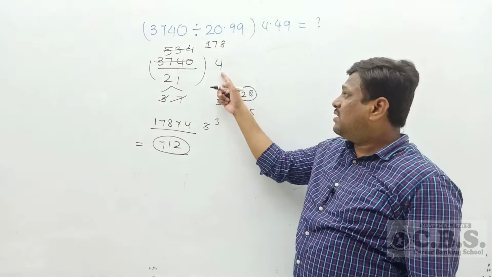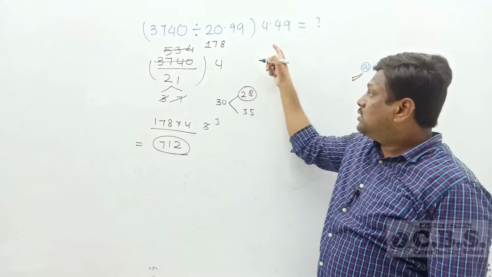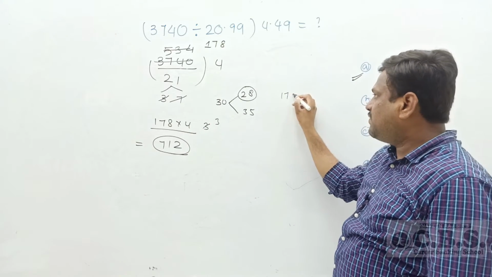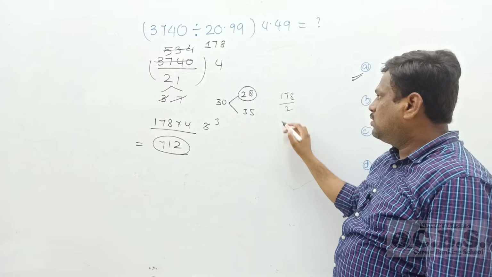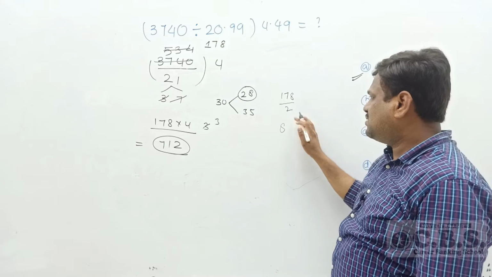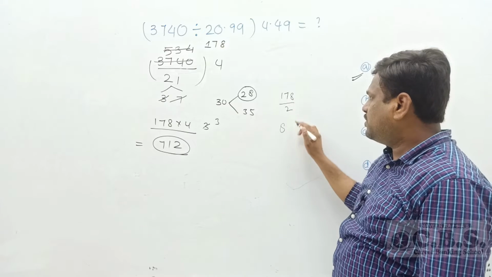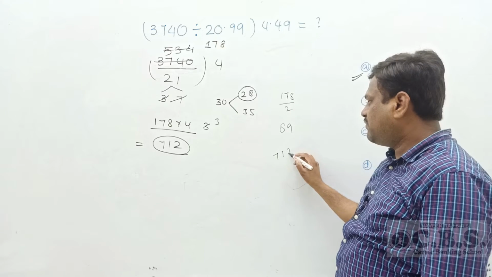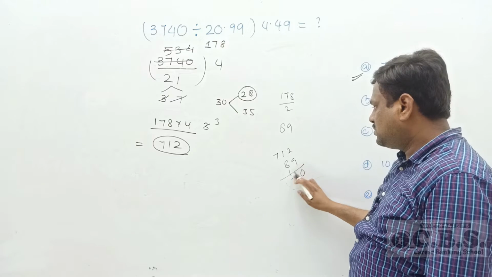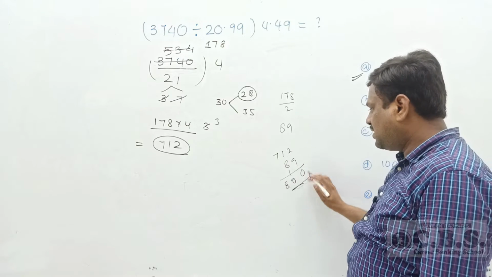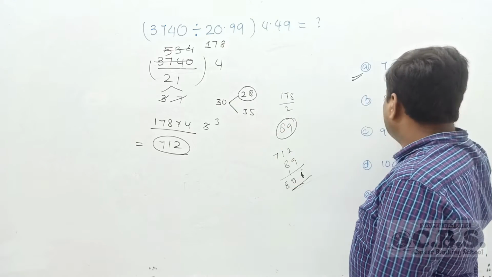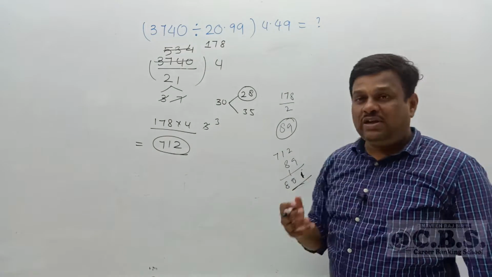So here approximately I lost half of the value. Let me go for it, half of 178. 2 eights are 16, so 89 left. 712 plus 89, when you do addition, the value is 801. So you definitely lost. How much did you lose? 89. The difference is about 100. So definitely you got a wrong answer.